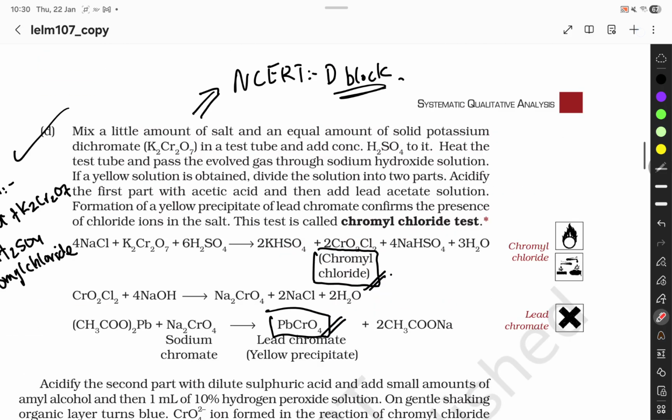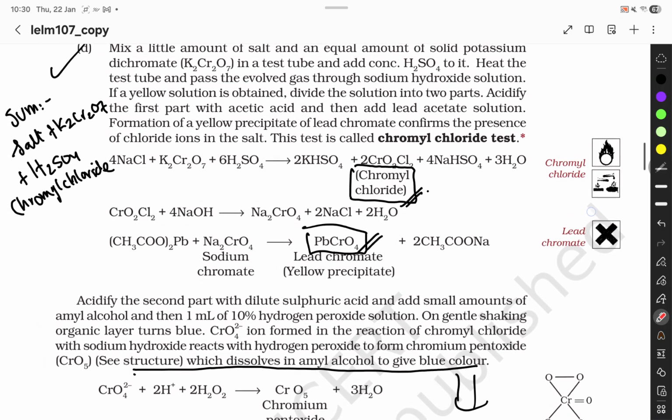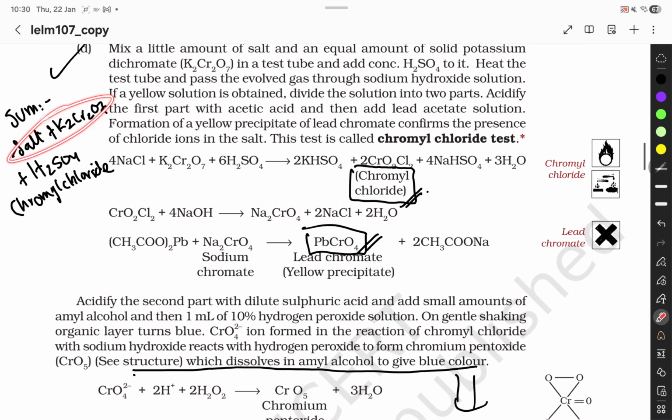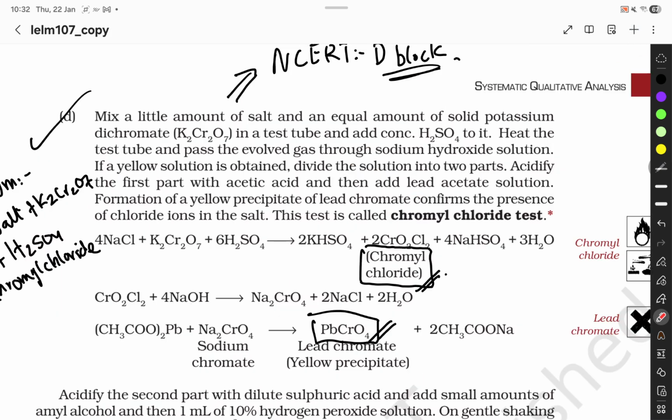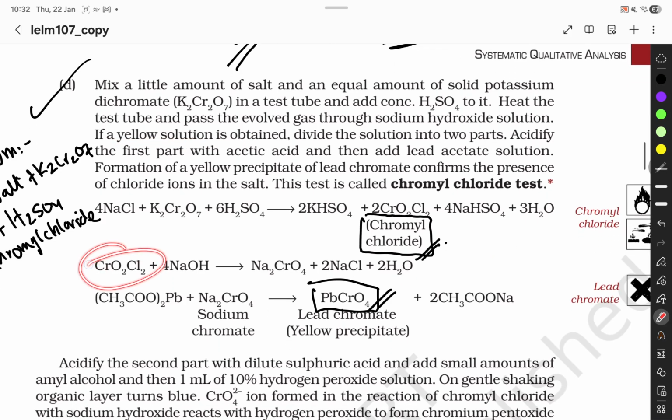Then we have the chromyl chloride test. Salt plus K2Cr2O7 plus H2SO4 gives chromyl chloride. Chromyl chloride is red in color, I think. Basically, sorry, it's a yellow solution, not red solution. And then chromyl chloride with NaOH gives Na2CrO4.